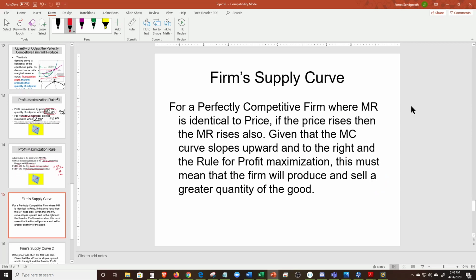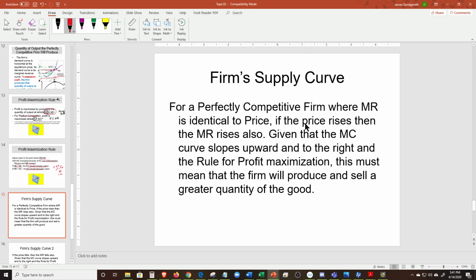And now we go to the firm supply curve. For a perfectly competitive firm where marginal revenue is identical to price, if the price rises, then marginal revenue also rises. This is pretty obvious because price and marginal revenue are identical. Given that the marginal cost curve slopes upward and to the right, and the rule for profit maximization that firms will produce where marginal revenue equals marginal cost, this must mean the firm will produce and sell a greater quantity of a good if the price rises.